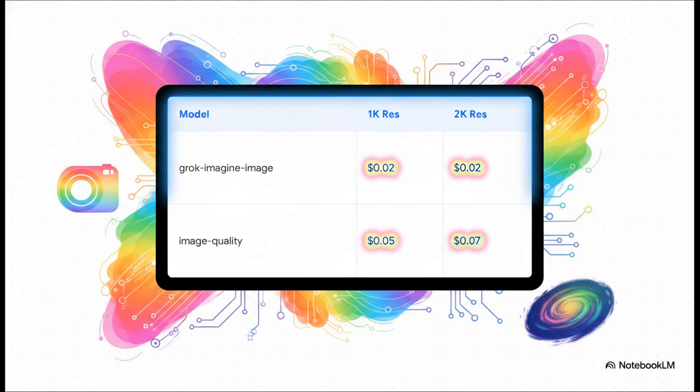If you hit the standard Grok Imagine image model, you're looking at a flat rate of just 2 pennies per image. And that holds true whether you're generating at 1K or 2K resolution. It's incredibly optimized for rapid asset generation.